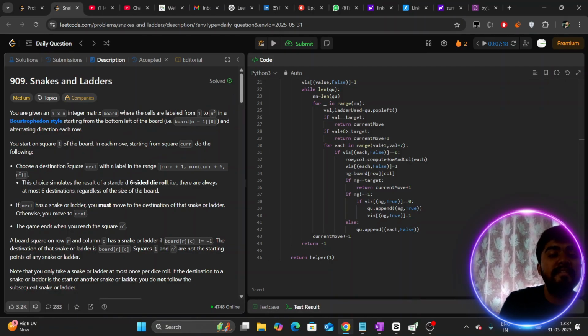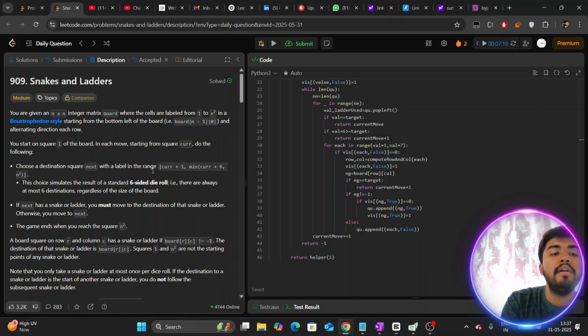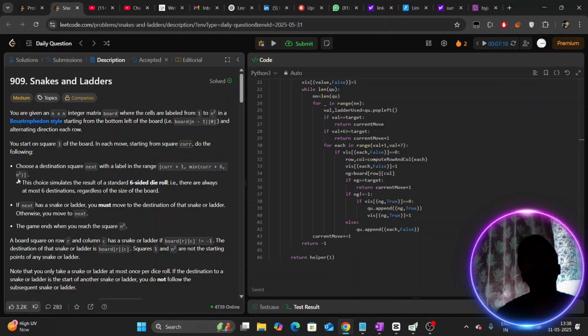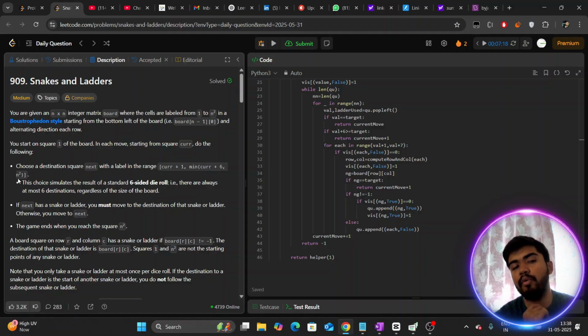Now you start on square 1 of the board. In each move, starting from the current square, do the following: choose a destination square next with a label in the range of current plus 1 to the minimum of current plus 6 and n square. That is simple Ludo. If you have played it, you are going to get it.